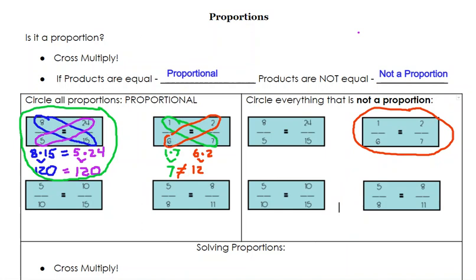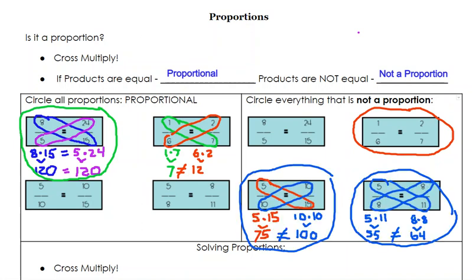Check your work. All right, hopefully you paused the video and hopefully you saw these two on the bottom and saw that both of these are not proportions, because 75 does not equal 100 when you cross multiply. And I cross multiplied here and I got 55 and 64. Those don't equal each other, so they're not proportions.